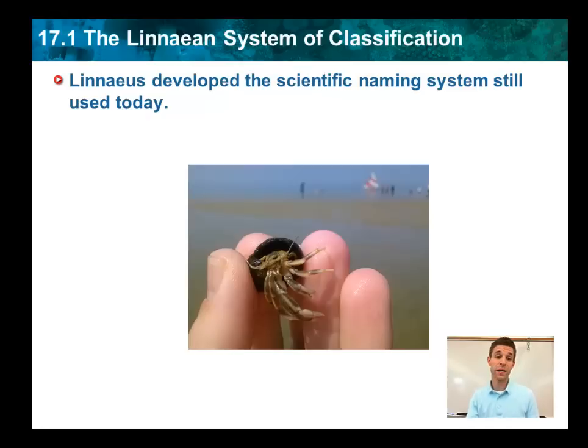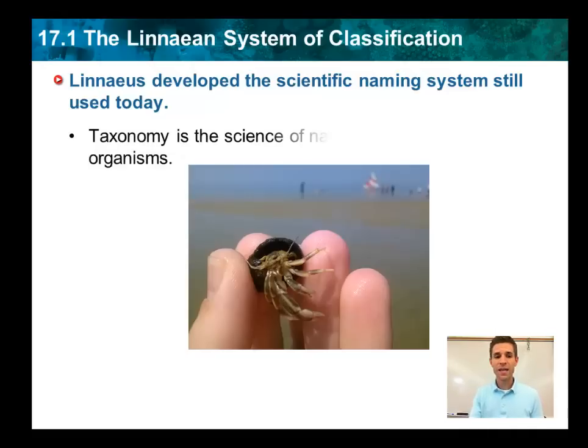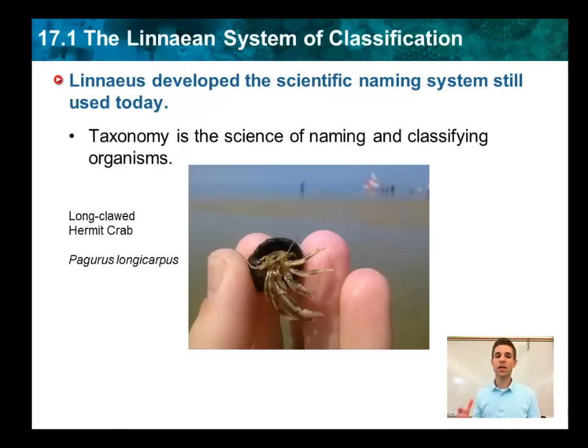So a very famous scientist named Linnaeus, his first name was Carl. So Carl Linnaeus in the 1700s developed a scientific naming system that we still use today. And we call it taxonomy. Taxonomy is simply the science of naming and classifying organisms so that we can keep them all organized.